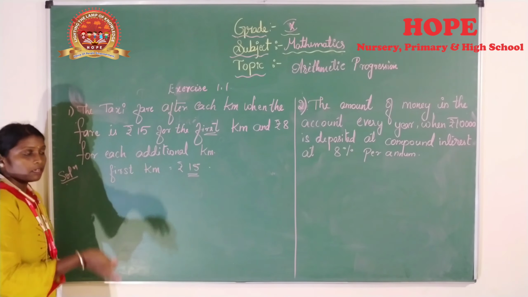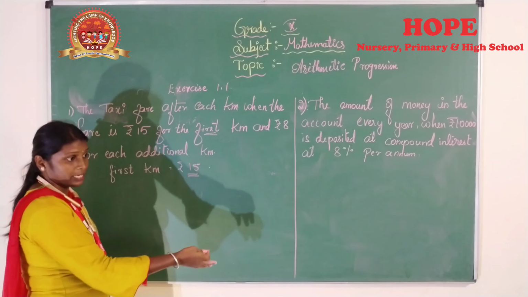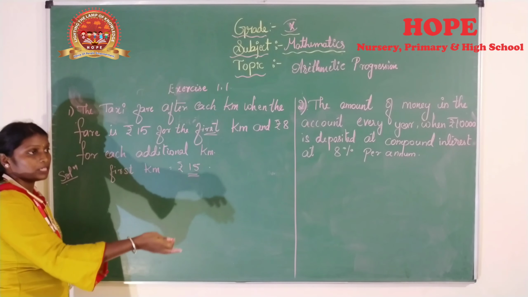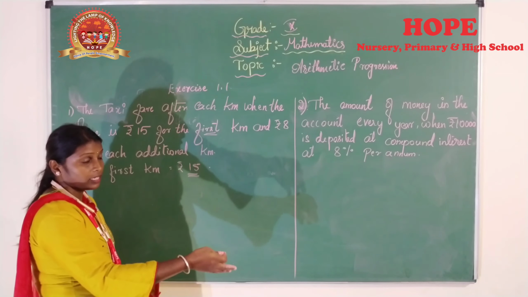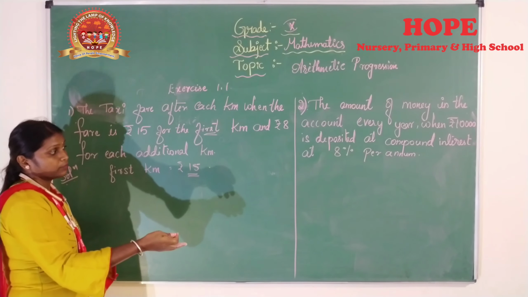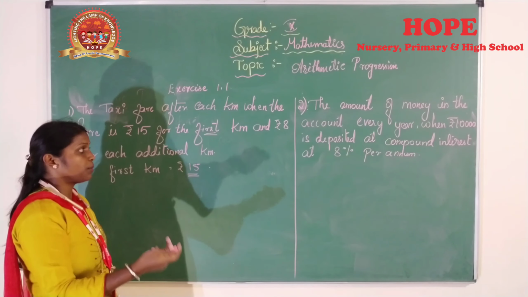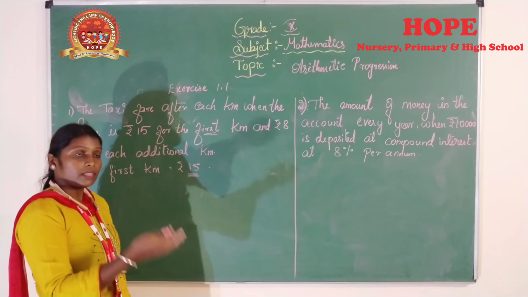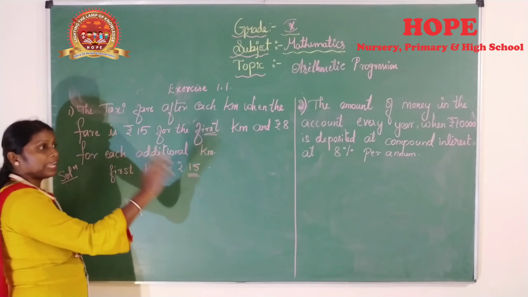For the first kilometer it will be 15 rupees, and for the second kilometer it will be 15 plus 8, which is 23 rupees. For the third kilometer, it is 23 plus 8, which is 31. Like that for each and every kilometer, the amount increases, but only by 8 rupees.